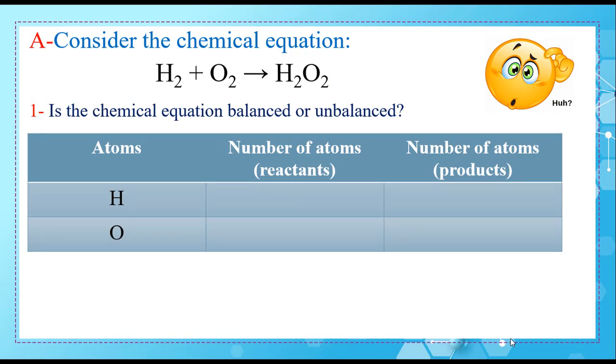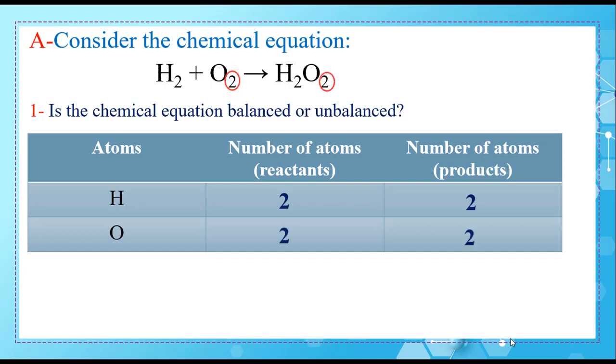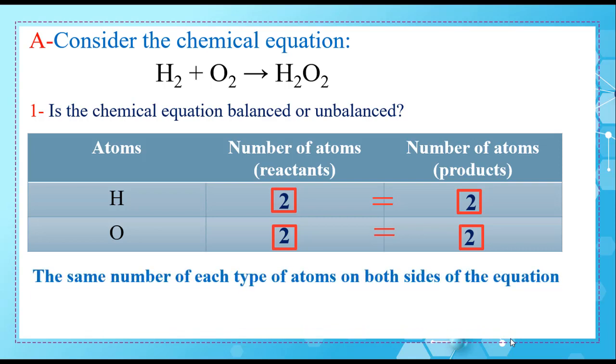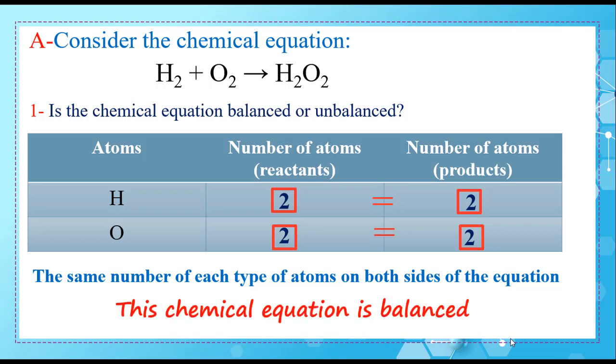Now, let's start counting. According to the above equation, we have 2 hydrogen atoms in the reactant and 2 hydrogen atoms in the product, and 2 oxygen atoms in the reactant and 2 oxygen atoms in the product. By comparing the two sides, you can observe that we have the same number of hydrogen atoms in the reactants and the product, and the same number of oxygen atoms in the reactant and the product. So, there is the same number of each type of atom on both sides of the equation. This means that this chemical equation is balanced.